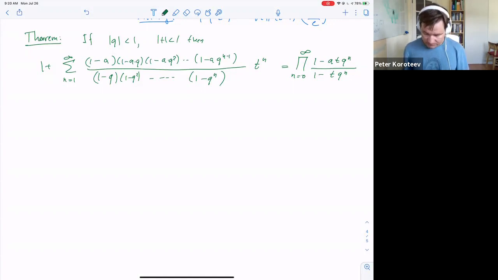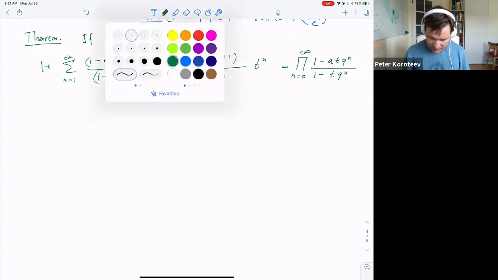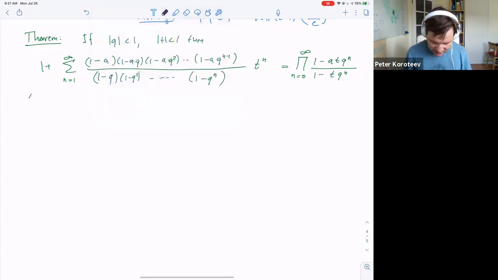So what it says here is, let's first try to understand what the formula is doing. On the left, we have a series in t with these coefficients. The coefficients are rational functions in a and q. And on the right, you have an infinite product of these rational functions. So the expressions look completely different. It may look a bit scary, but let me give you a little motivation here. Where does this formula come from? It comes from something that you know very well.